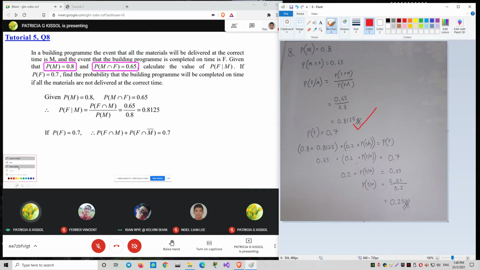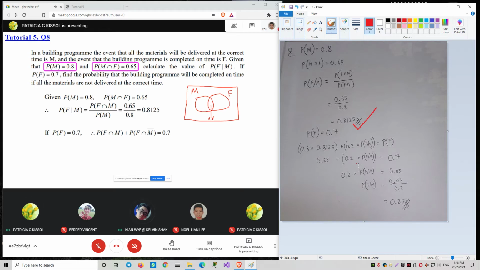You have two events, is it? Yeah, just M and then F, and the intersection is 0.6, and then we can calculate. Did you get the same answer? Yeah, I haven't visualized that though. So this is your F and this is your M. So here is the 0.65.